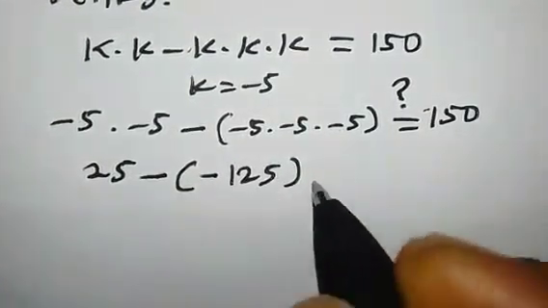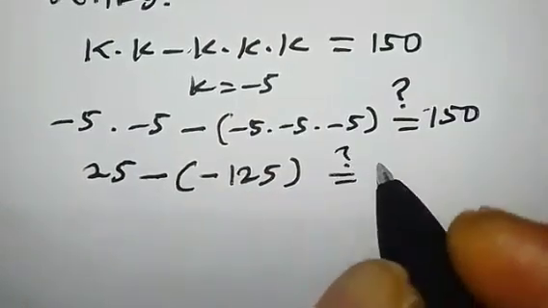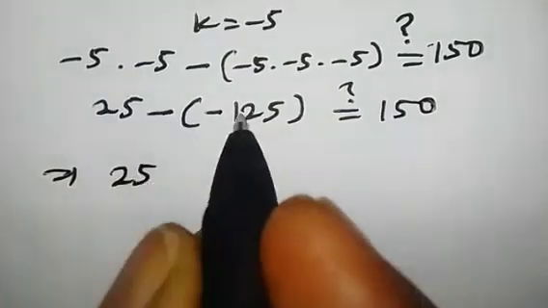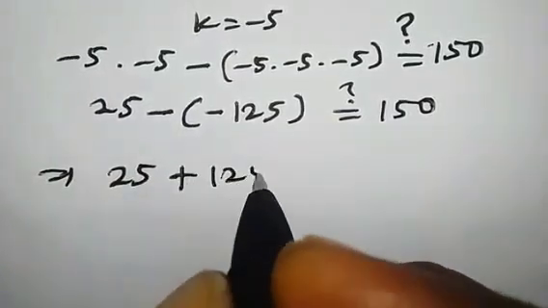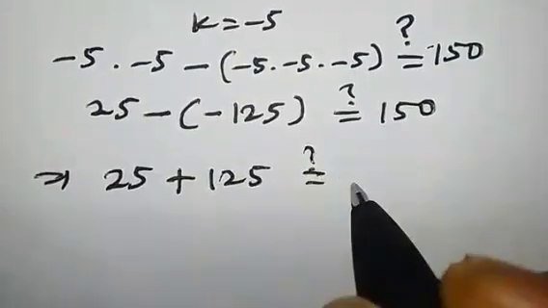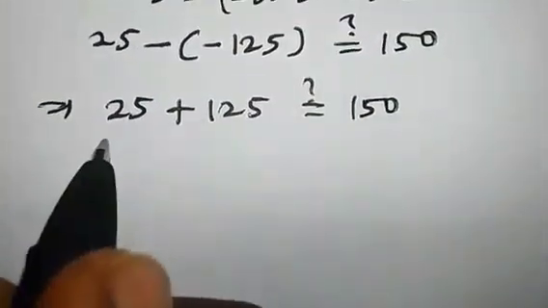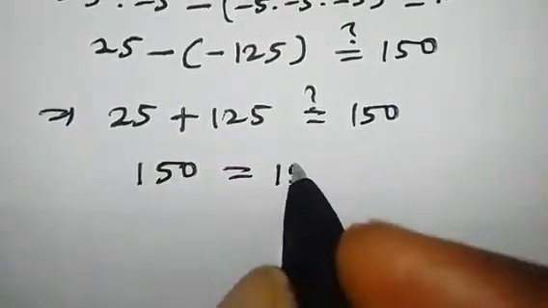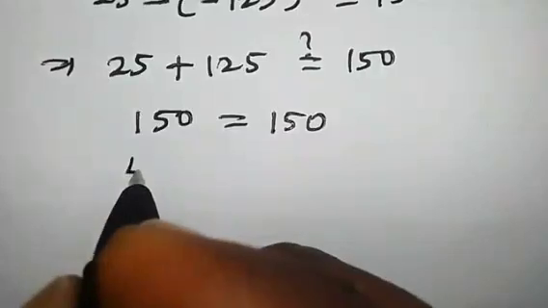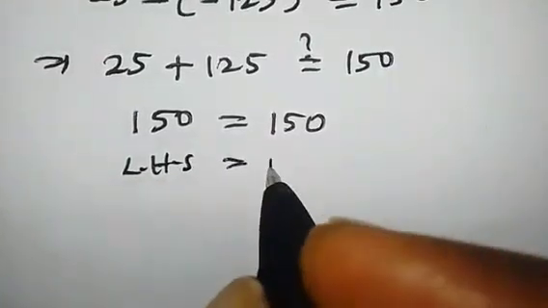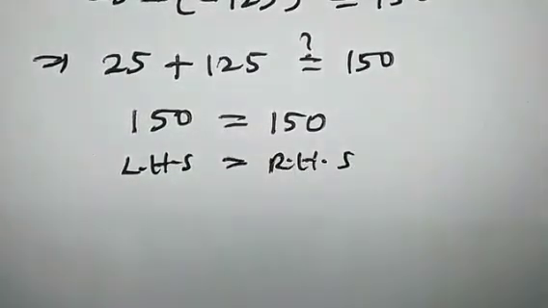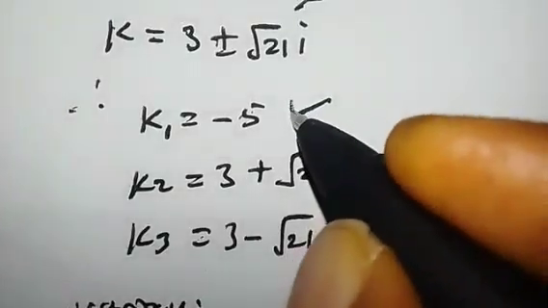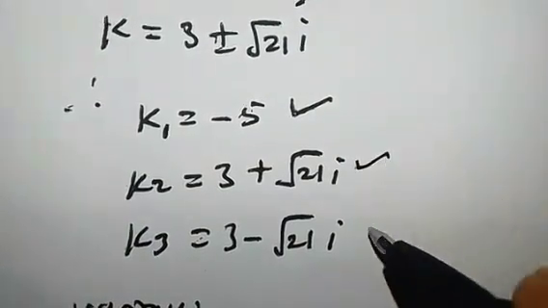So we are left with 1 minus 125 and claim that this equals 150. This means that we have 25 minus times minus 25, that is plus 125, equal to 150. That's our claim. 25 plus 125, that is 150, equal to 150. You will see that the left hand side is equal to the right hand side. That means indeed the first solution is correct. Likewise, the complex solutions, you can confirm them.